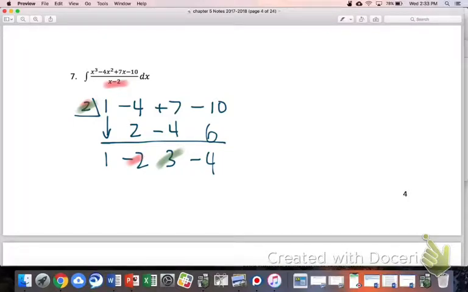So what we do now is we reconstitute the integrand. And we use the 1, negative 2, 3, and negative 4 to do that. So the 1 becomes x squared. We're basically going to lose a degree because we divided a cubic by a linear expression. So instead of leading with x cubed, we lead with x squared. So it'd be x squared minus 2x plus 3. Notice the degree goes 2, 1, 0, just like the original degree went 3, 2, 1, 0. Now what do we do with that minus 4?